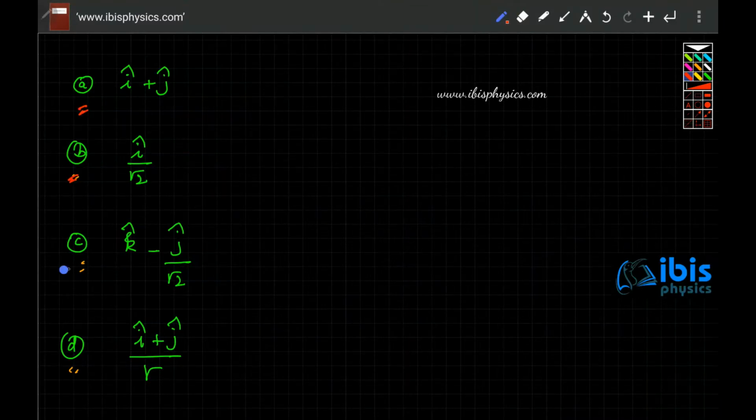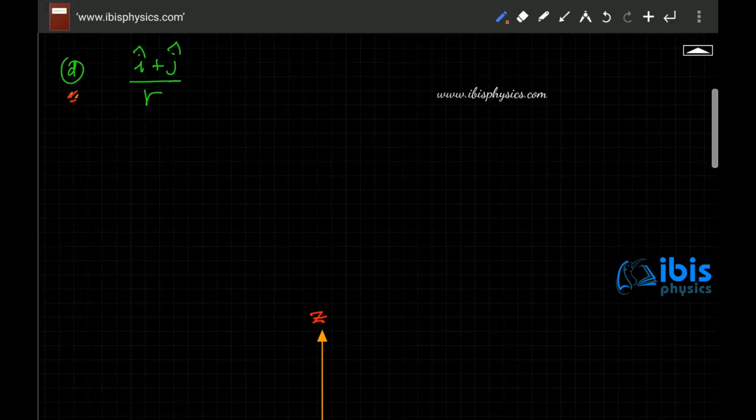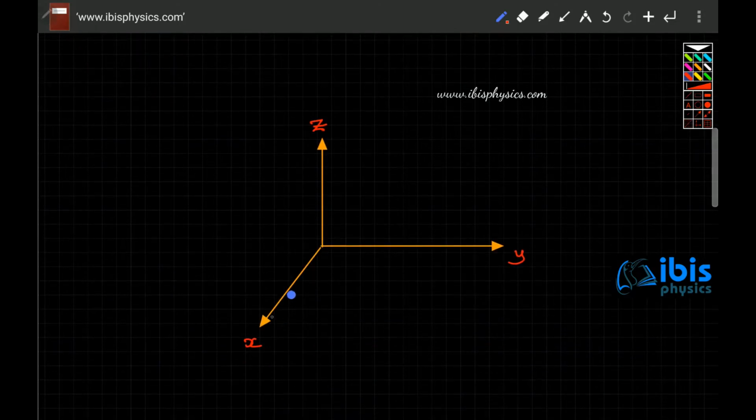Of the four vectors given, we are supposed to find out which one of them is a unit vector. Before that, we need to understand how vectors are represented in a Cartesian coordinate system. The direction along x is often stated with i cap, the direction along y is represented as j cap, and the direction along z is given as k cap.